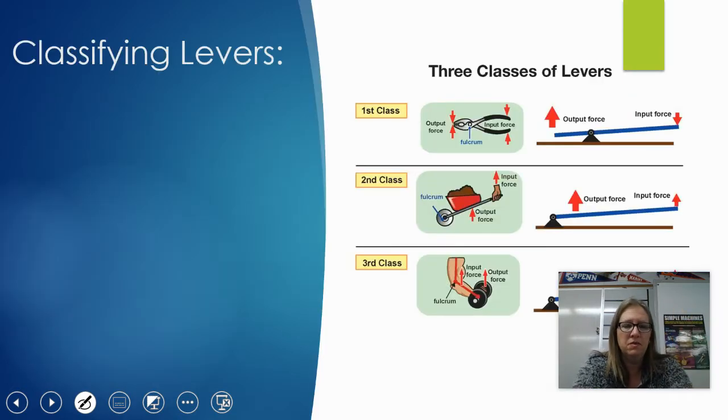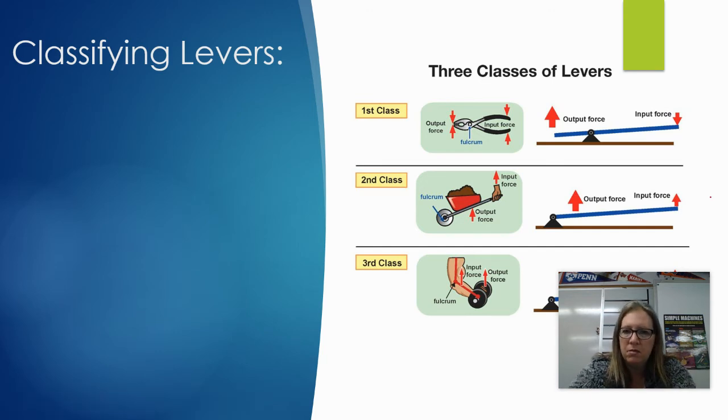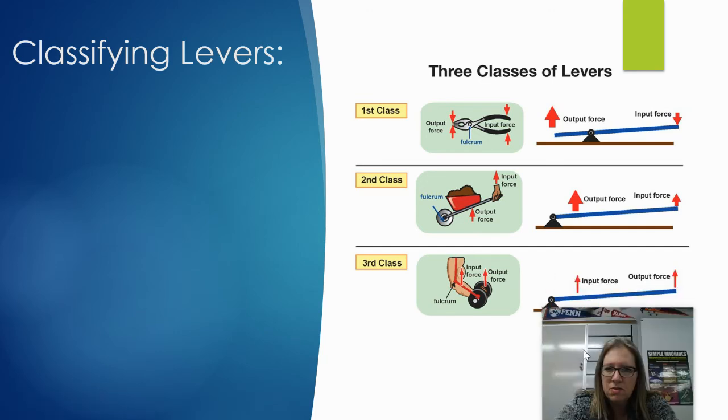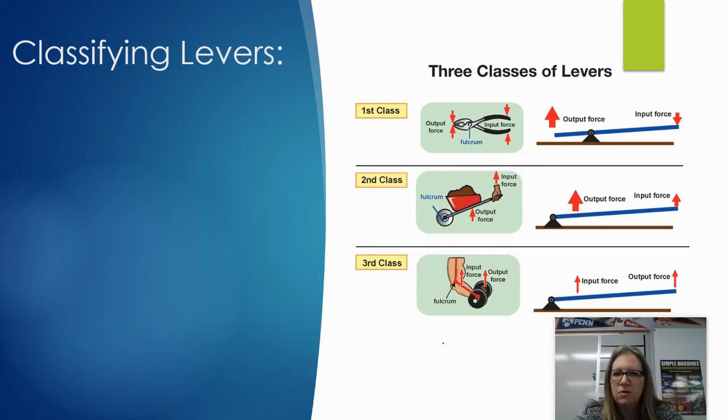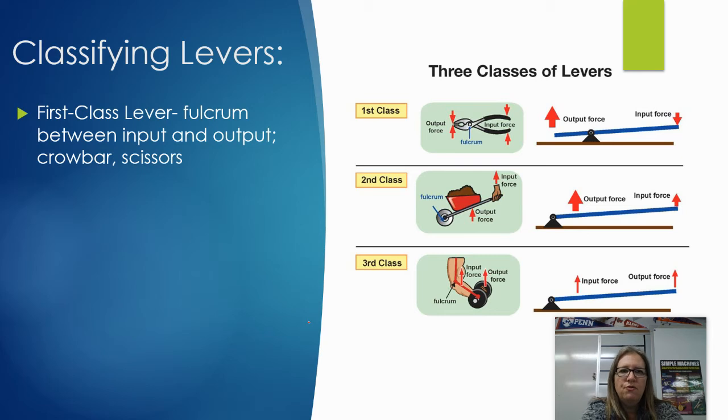All right, there's different types of levers. We've got actually 3 different types of levers. I'll move myself out of the way here so you can see that one. All right, our first class lever is what we were just talking about. A seesaw is a first class lever. The fulcrum is in the middle. The input force is on one side and the output force is on the other, okay? Other examples of first class levers are crowbars and scissors, okay?